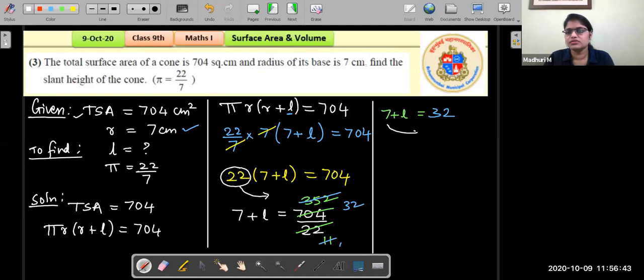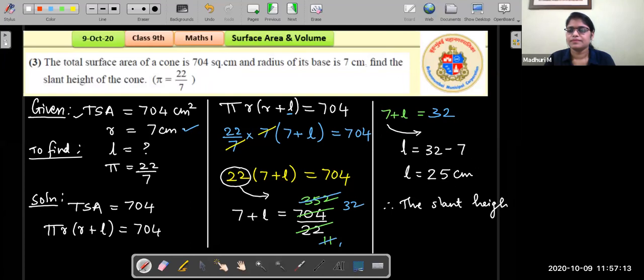We move this 7 to the other side. 7 over here is an addition. That side it will subtract. So L equals 32 minus 7. That would give us L equals how much? 32 minus 7 is 25. So we got the length, that is the slant height of the cone. And what is the unit? The unit for radius is centimeter. So here the length is also centimeter. Therefore, the slant height of the cone is equal to 25 centimeters.